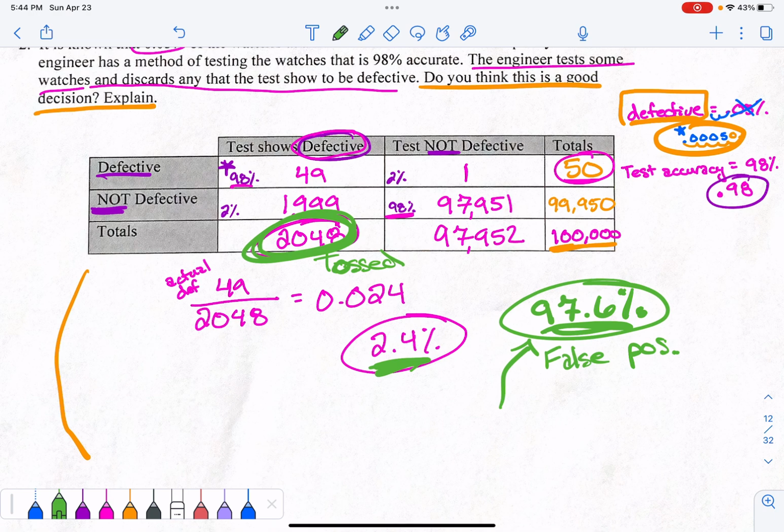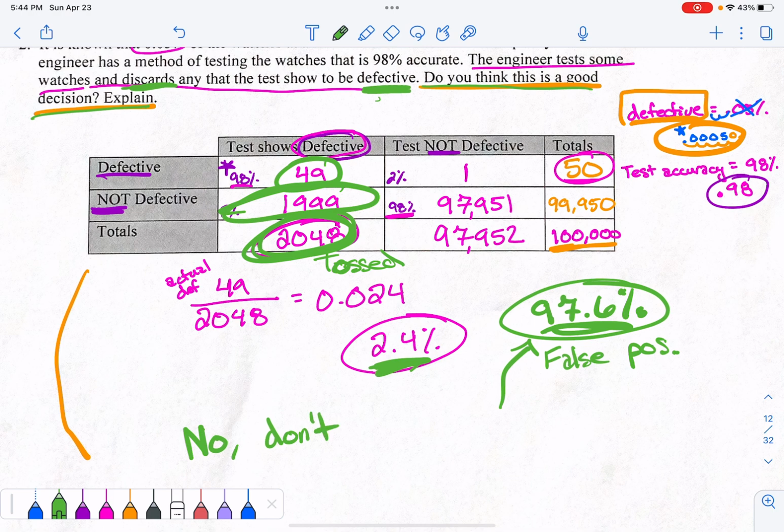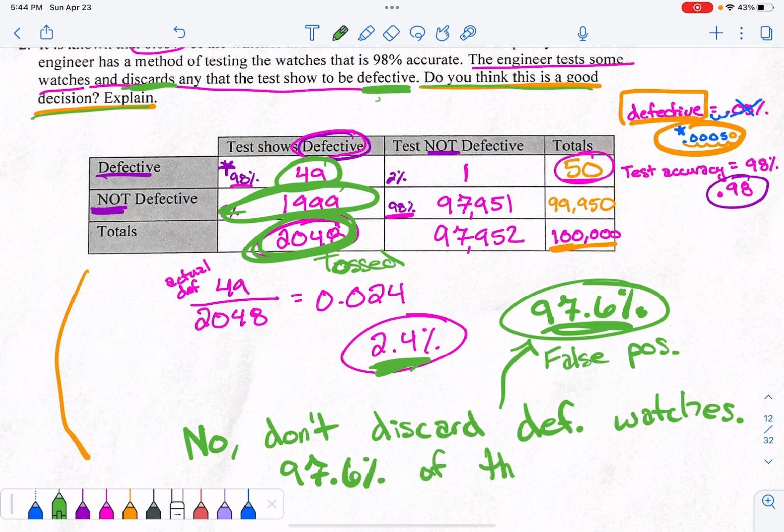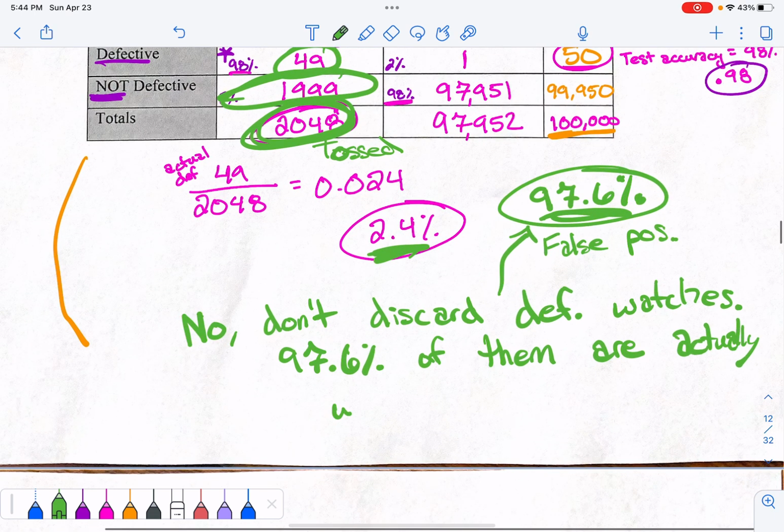Okay, all 2,000 of those watches are going to get tossed, but these are the watches that should not have gotten tossed. So we're wasting a lot of money. Let's go back up to the question. Do you think it's a good decision for them to discard any of the ones that show to be defective? No. Don't discard defective watches. 97.6% of them are actually working, which means we're wasting a lot of money if we discard them.